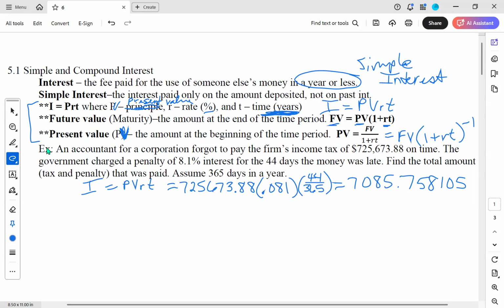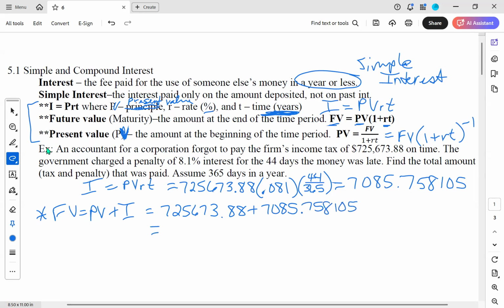Okay, so now there's another way of calculating future value, and that is doing your present value plus your interest. This formula is not on the formula sheet if you go this route. So in this case, I'm going to take my present value, the $725,673.88, and I'm going to add it to my interest amount, the 7,085.758105. And so when we add these, we end up with $132,759.64. So this is the total amount that they paid. This is actually the penalty. Wait a second. Something's not computing right.